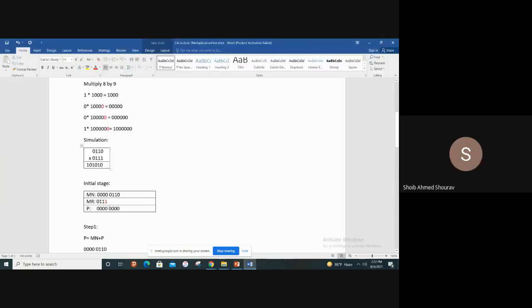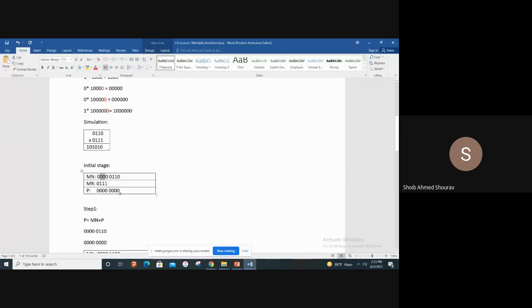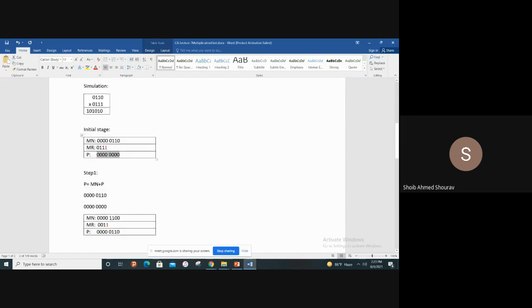Okay, so we are going to say that this is our multiplier in 4 bits. Multiplicand 6 will be in 8 bits. To make it an 8-bit number, we are going to add 4 zeros at the left. And product should be 0 but in 8 bits, right? Please respond. Yes, sir.